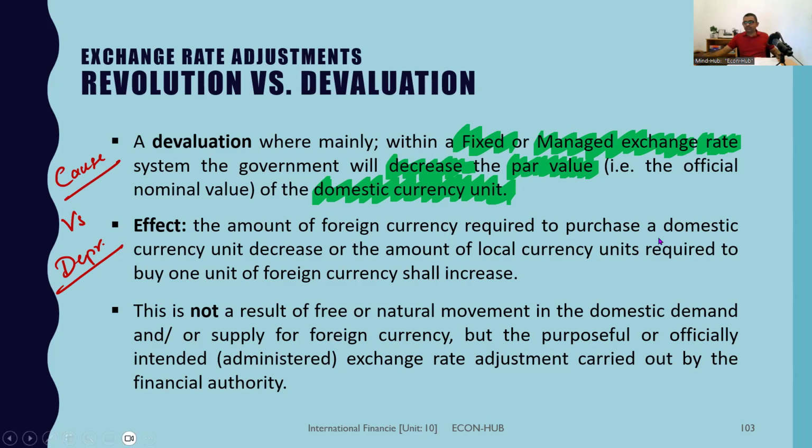This is, again, not a result of natural movements. It is basically a result of an administrative measure purposefully done by the central bank with certain objectives in mind. So we need to now look at the reasoning behind this. I've given on page 33 why a central bank would purposefully want to put down the value of its currency. I think you have a general idea of why. Now we'll look at the reasons properly.